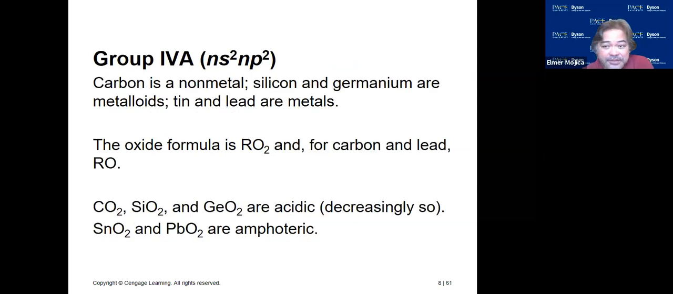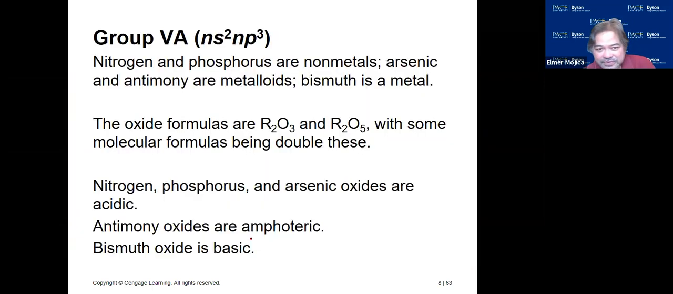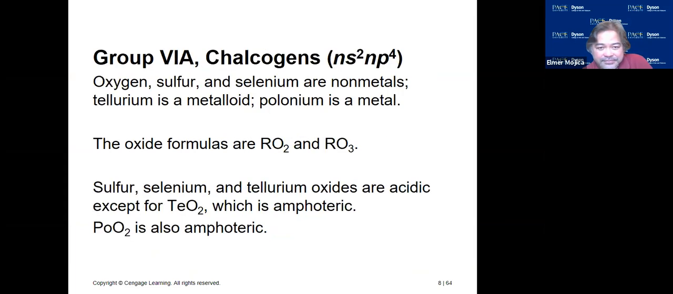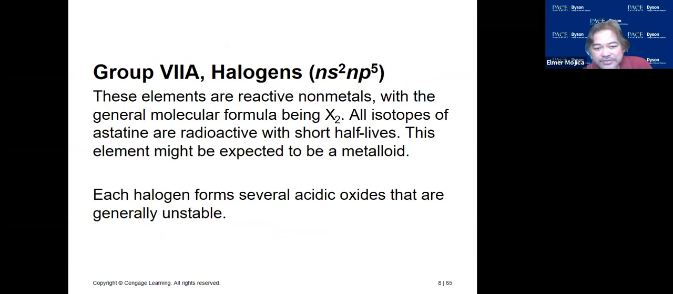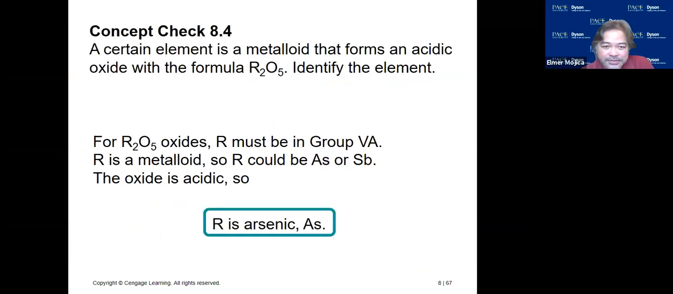And then you have the group 4A. If you look at the group 4A, these are the different oxides that they have. And then the group 5A, the 6A, that includes your oxygen and sulfur, the 7A, which are the halogens, and then the noble gases, whose discoverer celebrated his birthday yesterday together with Niels Bohr.